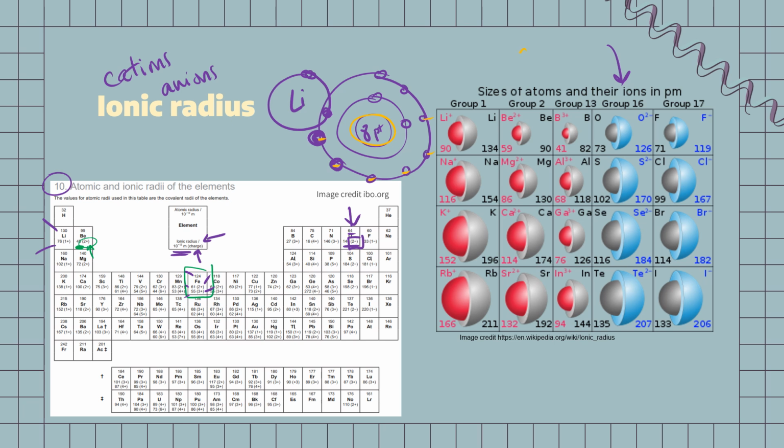So this table is kind of cool. The gray is the atom, the atomic radius, and the color, the pink or the blue, is showing the ion. So notice that with our metals, with our cations, we get smaller, and with our non-metals, with our anions, they get bigger.